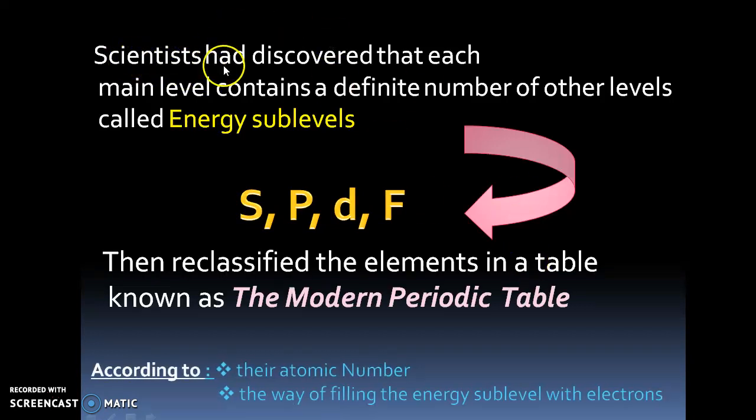After that, scientists discovered that each main level contains a definite number of other levels called energy sublevels. What are the sublevels? S, P, D, F. Then they reclassified the elements in a table known as the modern periodic table. The concept of the modern periodic table is classifying elements according to their atomic number and the way of filling the energy sublevels with electrons.